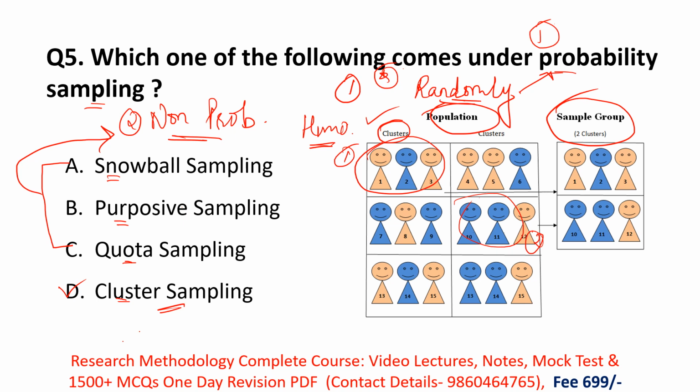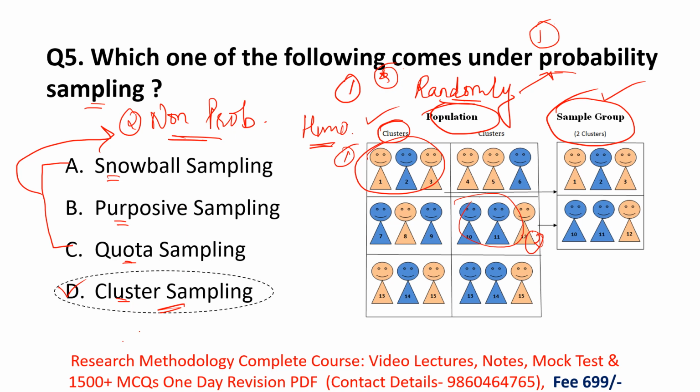Remember, cluster sampling is probability sampling. Cluster sampling comes under probability sampling. In probability sampling, researchers select their samples from the population randomly, and the population is homogeneous. Then, from the population, the researcher randomly selects the cluster as it is, and this is known as the sample group. So this is called cluster sampling. So here the correct option is option B.